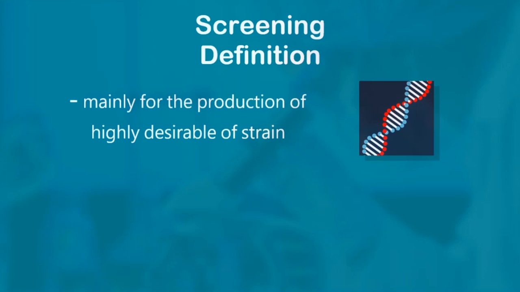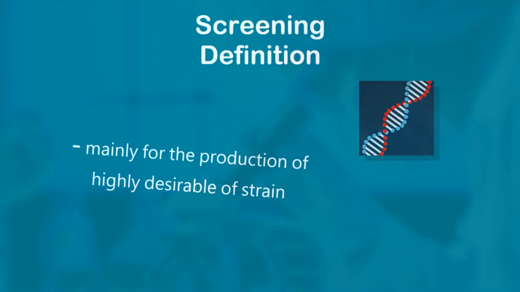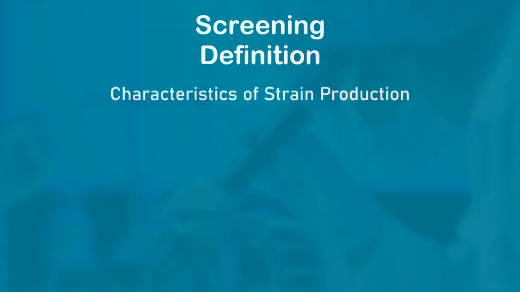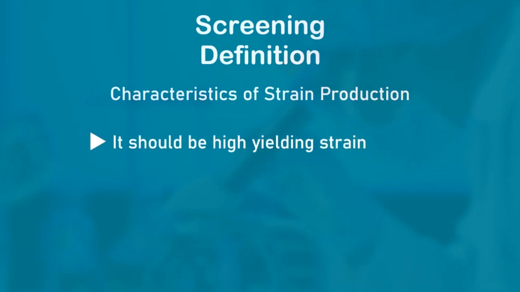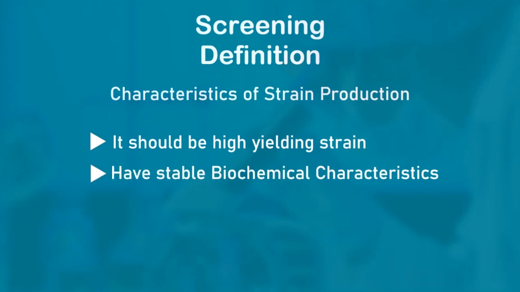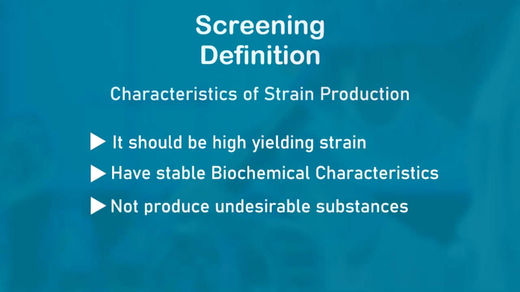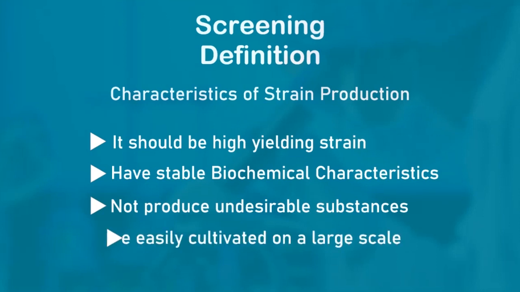Screening is mainly for the production of highly desirable strain. It means that it is a method to obtain our desirable strain. Isolation and detection of high-yielding species from the natural resources material containing a heterogeneous microbiome population. Among the characteristics of the strain production is it should be a high-yielding strain. Second, have stable biochemical characteristics. Third, not produce undesirable substances. And lastly, be easily cultivated on a large scale.